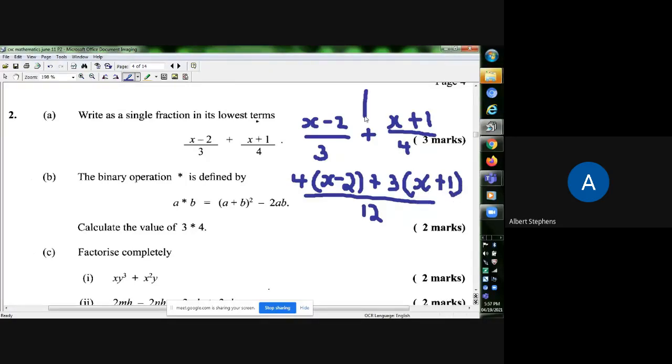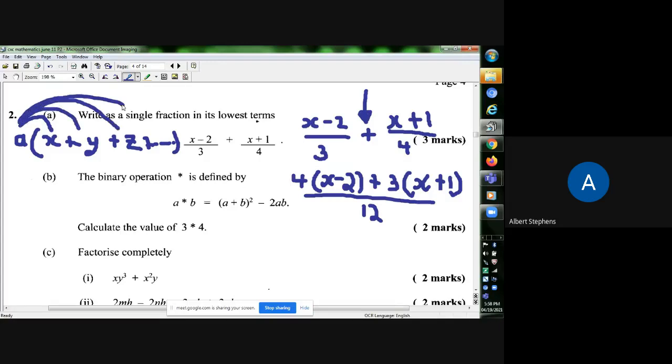And let me tell you something, if this number here was a negative, you guys would appreciate this way of writing it. Now the next step is that we're going to use the distributive law. What is the distributive law? It's just like removing brackets. For example, if you have A times the bracket X plus Y plus Z, and so on, what I'm going to do is distribute A to X, A to Y, A to Z, and it goes on infinitely.